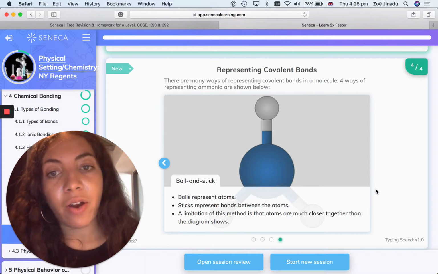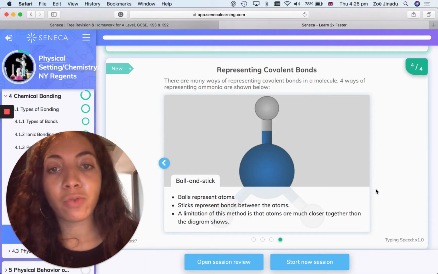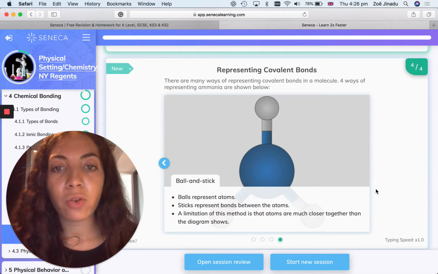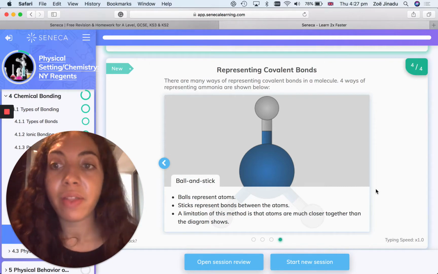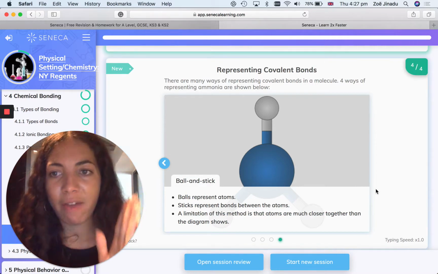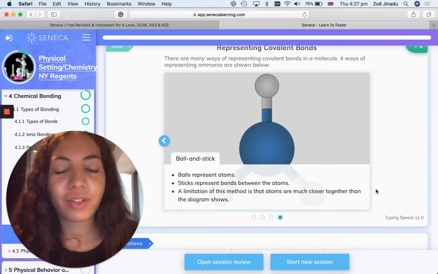So, ball and stick diagram. In this, the balls represent atoms, and the sticks represent bonds between the atoms. A limitation of this method is that the atoms are much closer together than the diagram shows. I'll give a bit of space, but they're actually super tight.